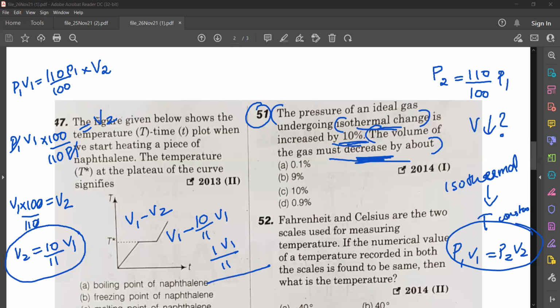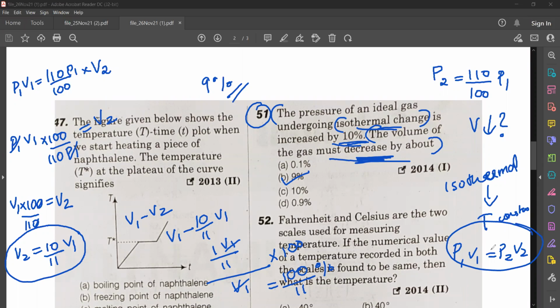So you have to convert this into percentage. So divided by original V1 into 100. V1 and V1 will cancel. You will get 100 by 11 percentage. So 100 by 11 means that is 9 point something, isn't it? So 9 percentage. Option B.